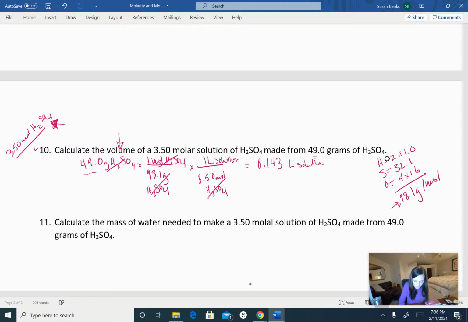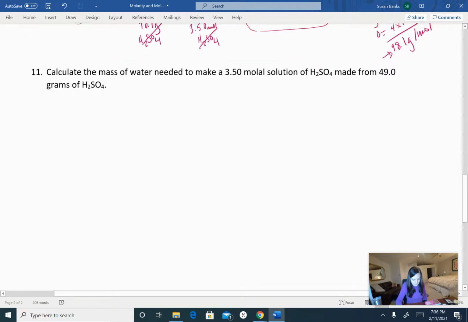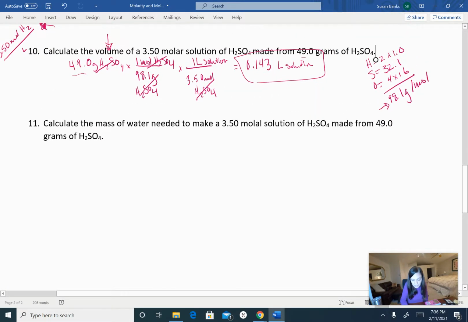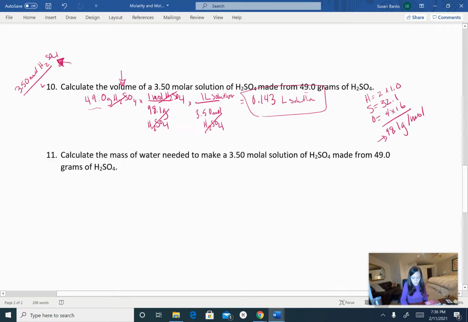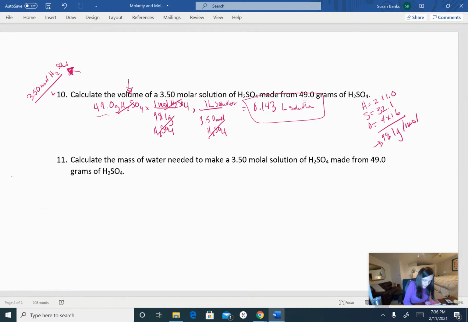Okay. All right, let's look at number 11. Calculate the mass of water needed to make a 3.5 molal solution. So molal is going to be moles per kilogram. So I've got 3.5 moles of sulfuric acid per kilogram of water. Okay. Once again, I'm going to start though with the grams.